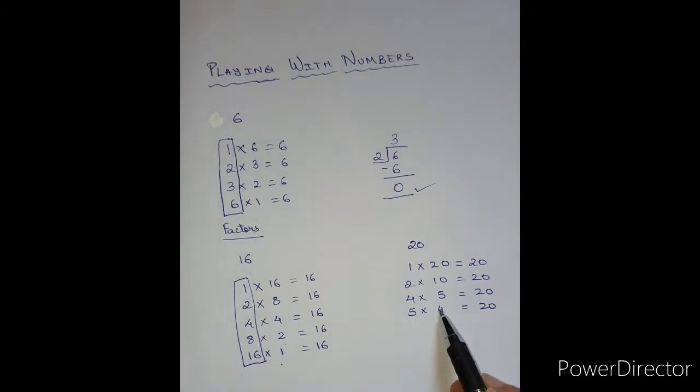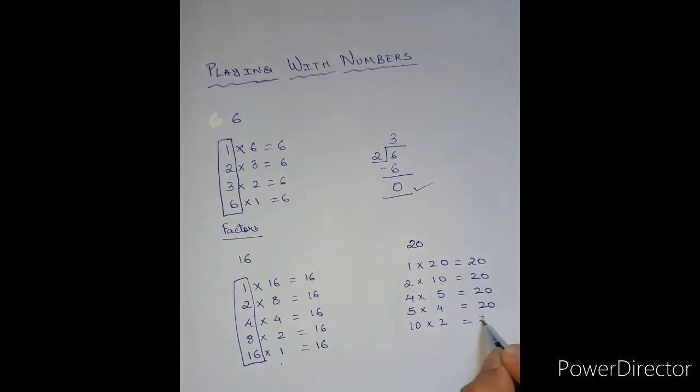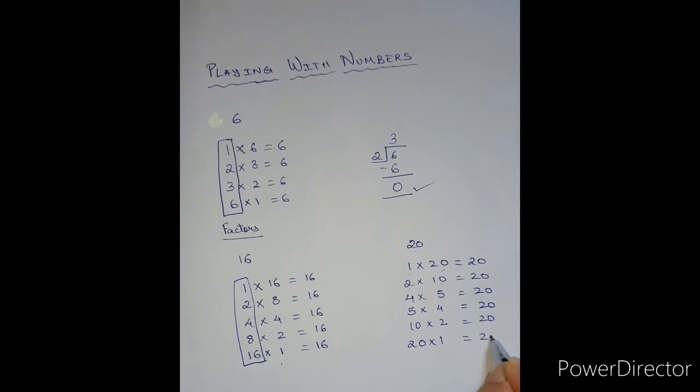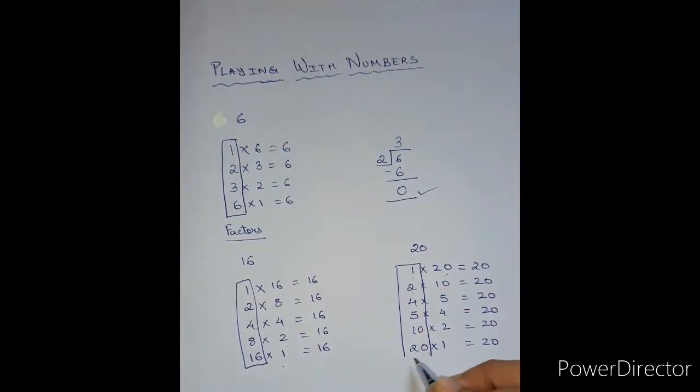Now stop. You got an opposite. Now don't count further. The next factor will be the opposite of the previous step. So the previous step was 2 10s are. Now it will be 10 2s are 20, and before that we have 1 20s are. So it will be the opposite now. 20 1s are 20. So these are my factors.